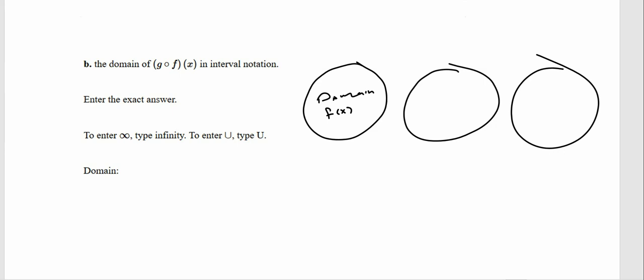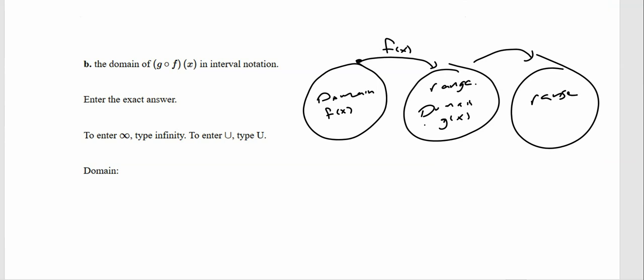Because we take whatever numbers we can use for f of x and apply that function to it, we get some kind of range, whatever its range is. This is also going to represent the domain for g of x. Then we apply g of x, and we get some kind of range for that over here, right? We get outputs. Here's the tricky part. I know for g of x that x cannot equal 0.